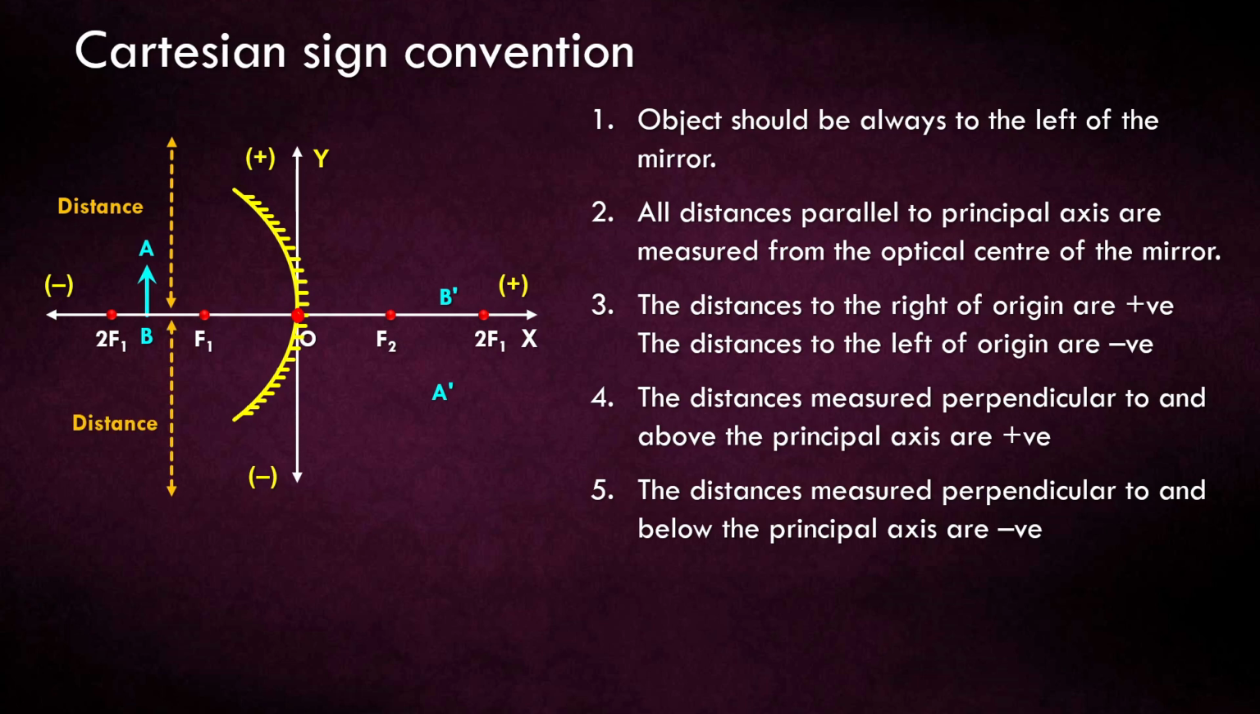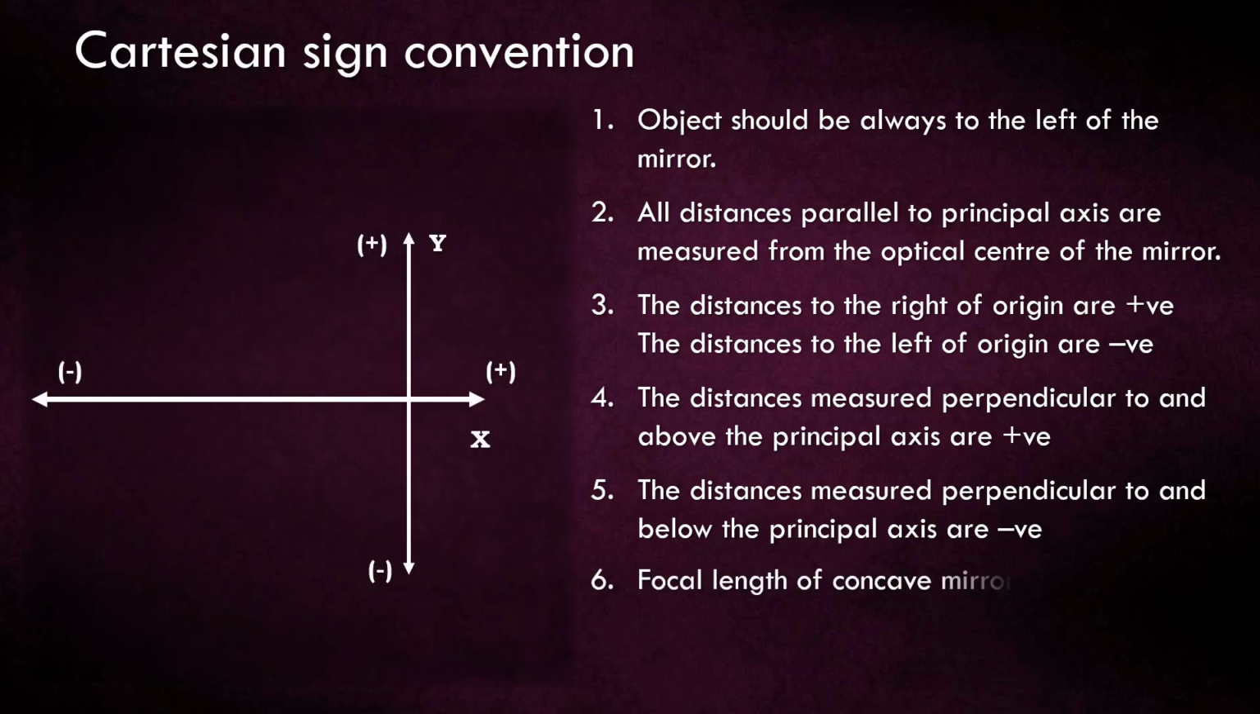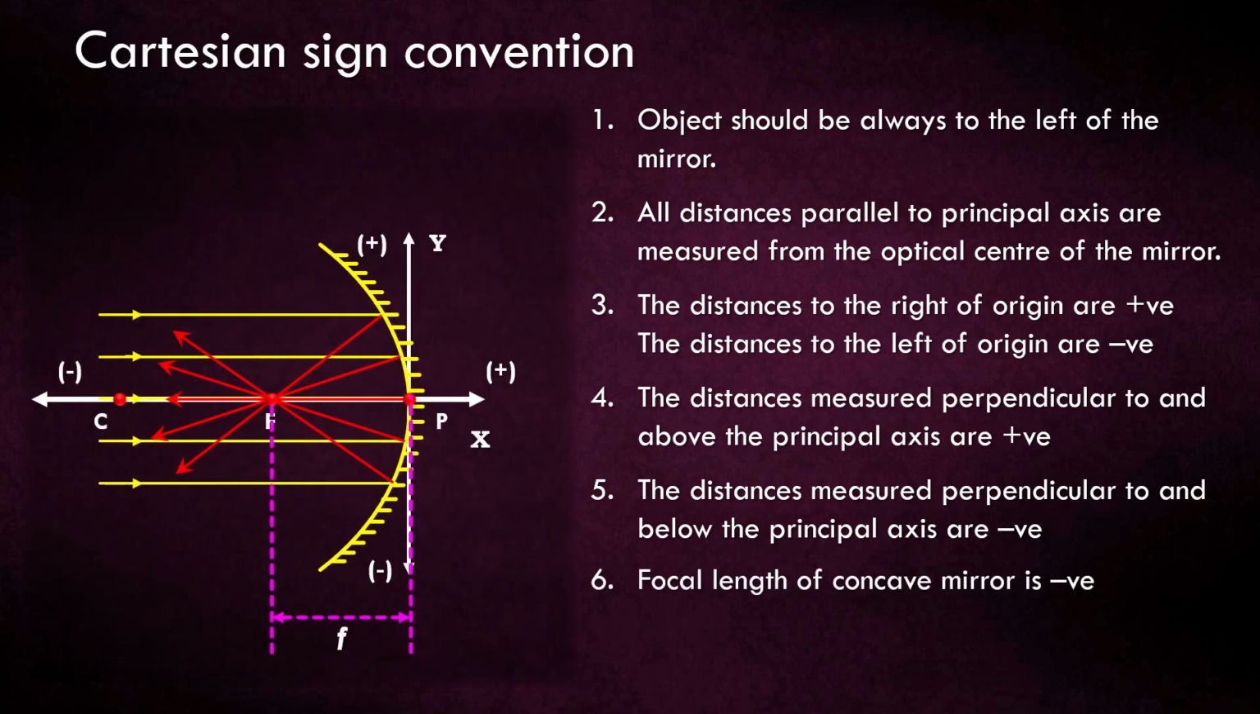Okay? Now, the rule is to measure all the distances from the origin only, that is the pole of the mirror. Right? Now, what about the focal lengths? Okay, now if you talk about the focal length of a concave mirror, it's always to be taken as negative, because I said the distance should be measured from the pole, and this is the negative distance, right? So the focal length of a concave mirror is negative, right?